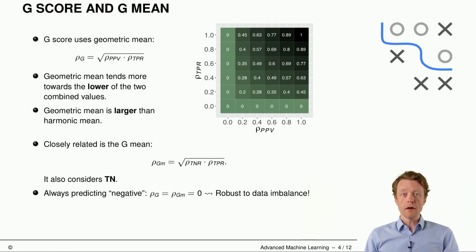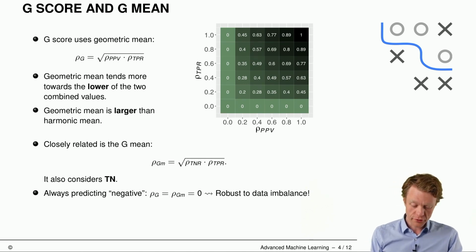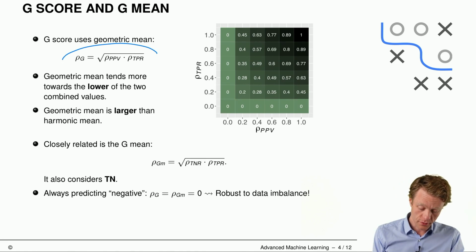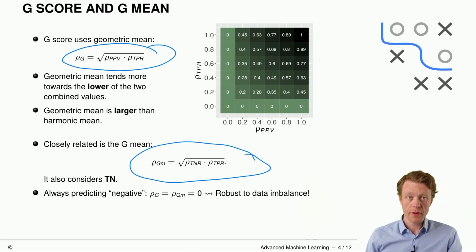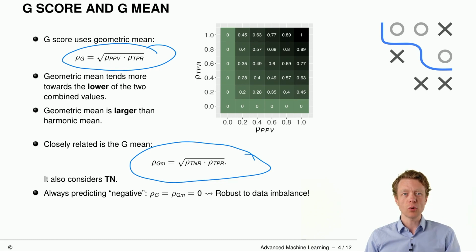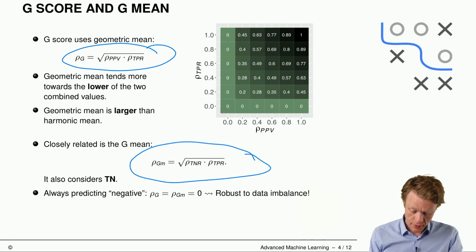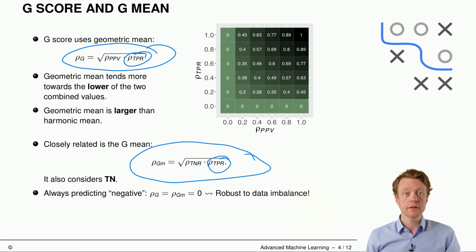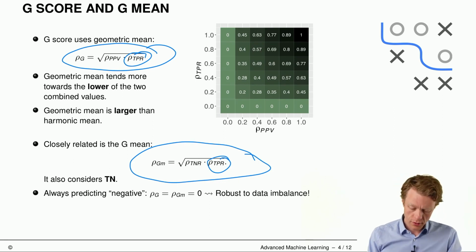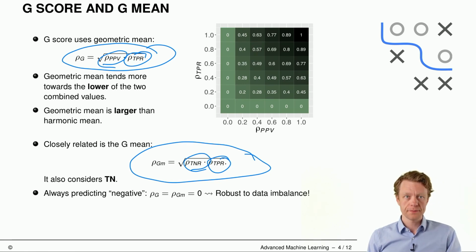Let's go from the harmonic mean to a geometric mean. Geometric mean is, of course, the square root of the product of 2 things, or well, if you only have 2 things, let's keep it simple here. Then we have 2 different scores we can use. These are the G-score and the G-mean. Both are geometric means of some quantities. So let's have a closer look here. Both use the true positive rate, so the recall, and then the G-score additionally uses the positive predicted value, so the precision, and the G-mean uses the true negative rate.